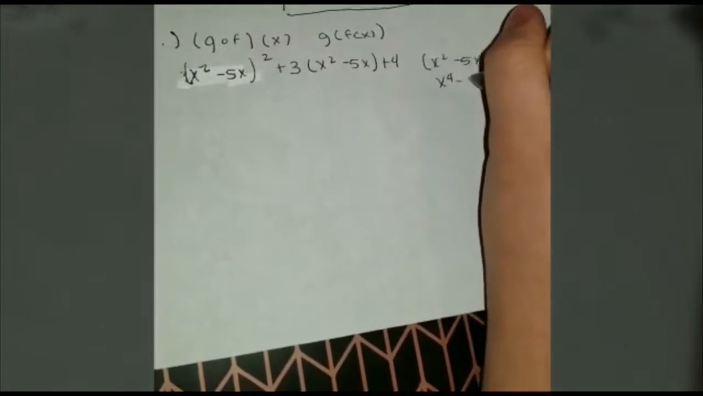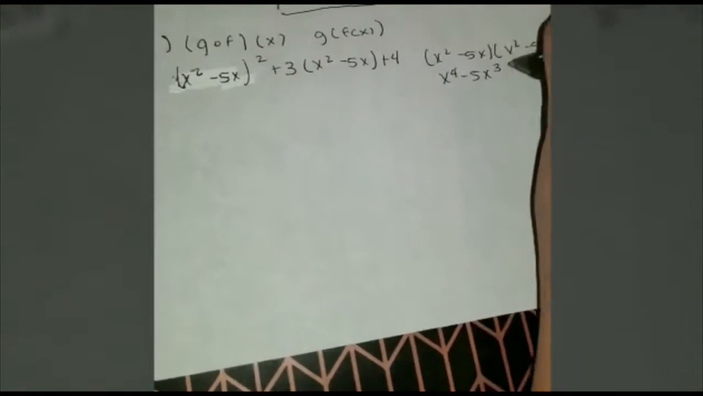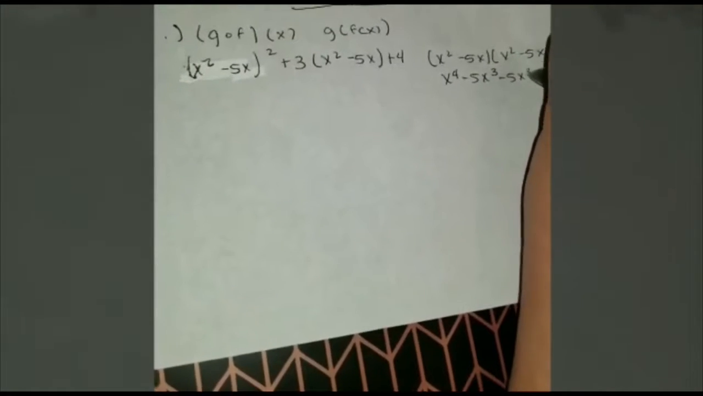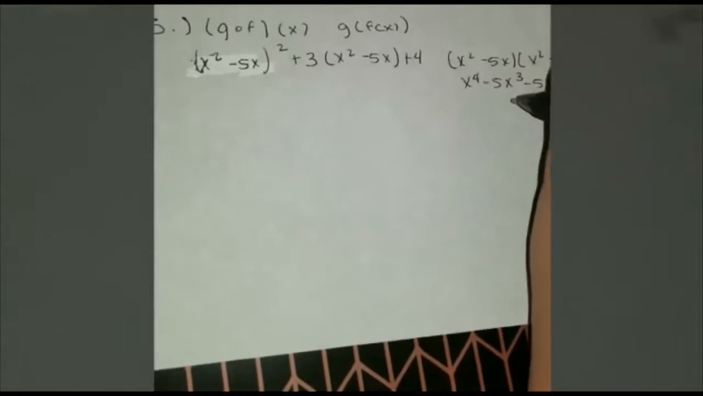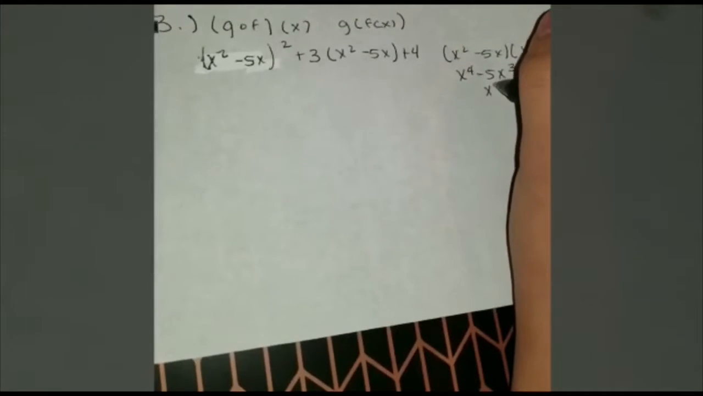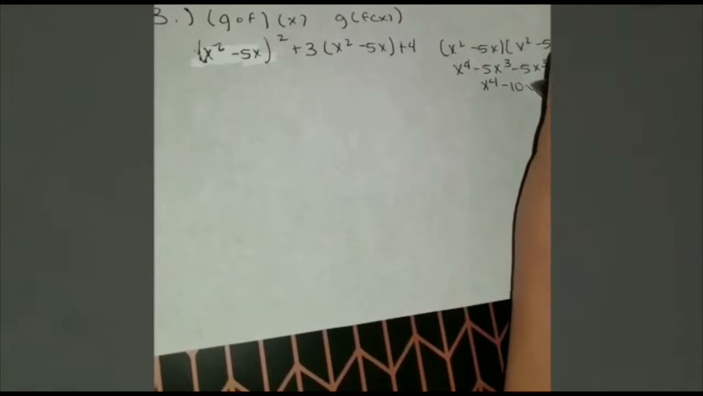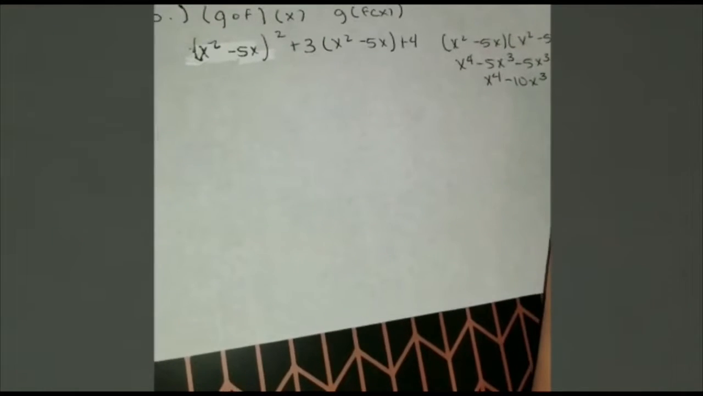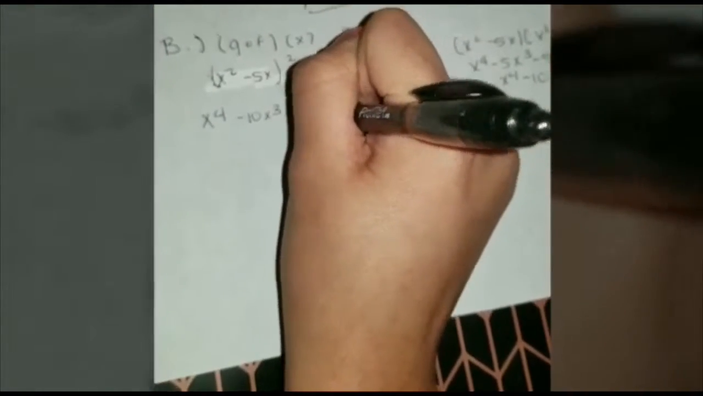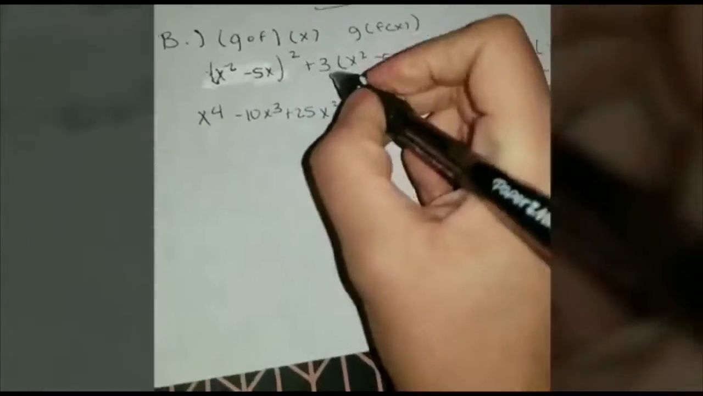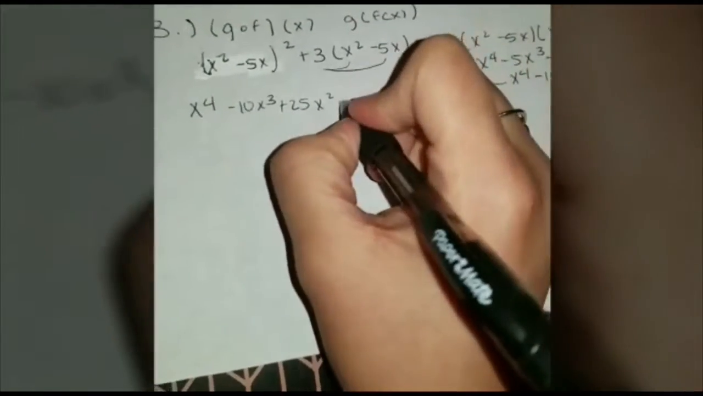So it's going to be x to the 4th minus 5x cubed minus 5x cubed plus 25x squared. So you combine like terms, and it's going to be x to the 4th minus 10x cubed plus 25x squared. And then you would take that back to your equation and you plug it in, and it's going to be x to the 4th minus 10x cubed plus 25x squared.